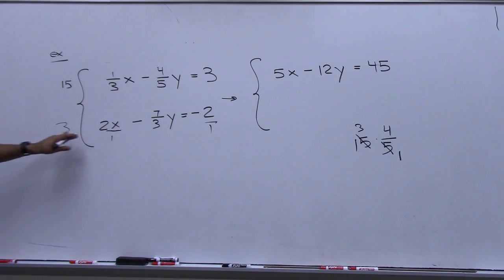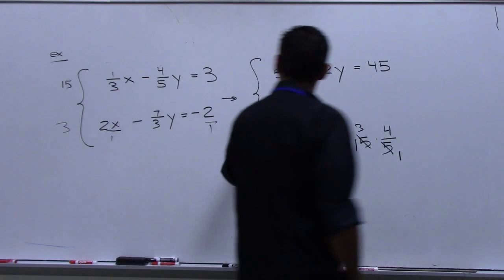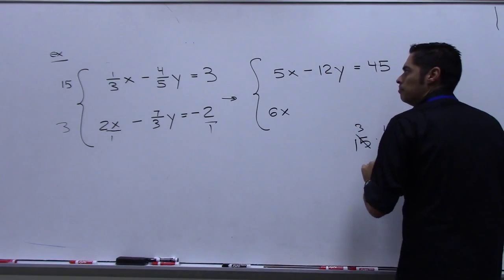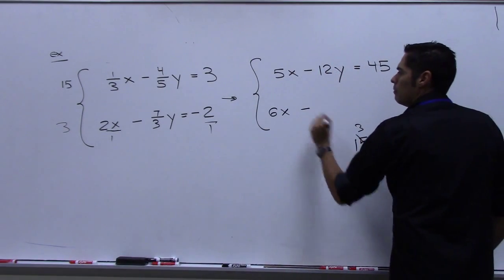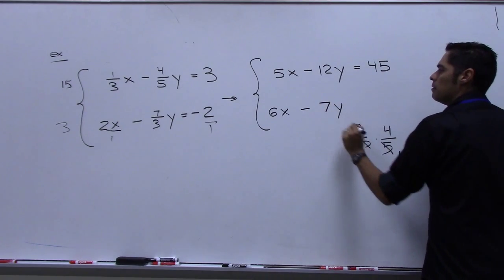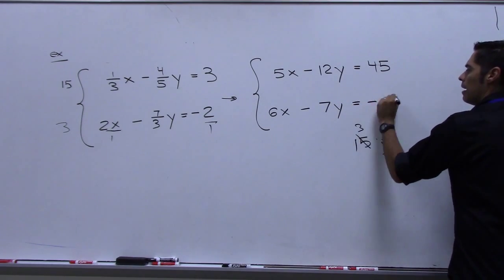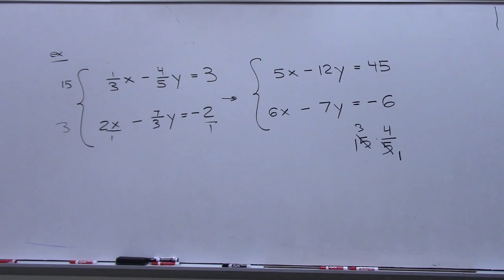Here, what would I get on this one? 6x minus 21 over 3, so 7y equals negative 6. And now that hopefully is a little bit easier to deal with.